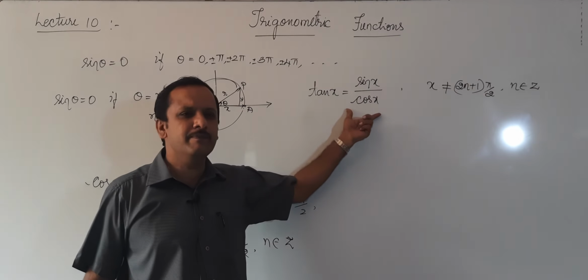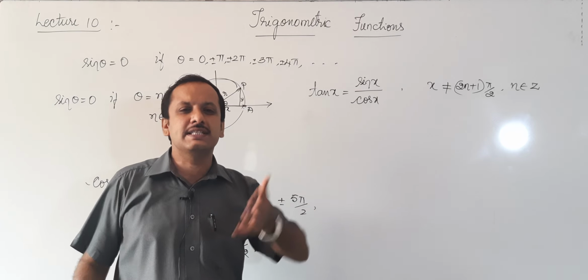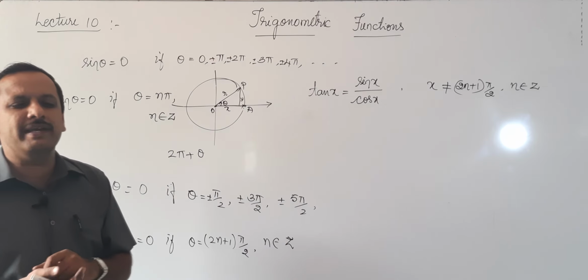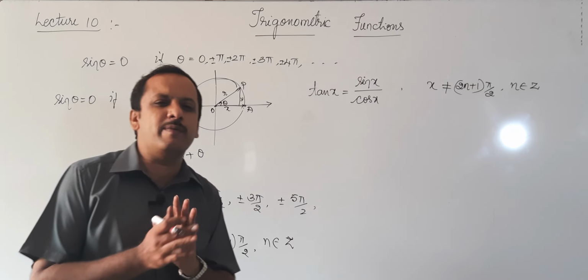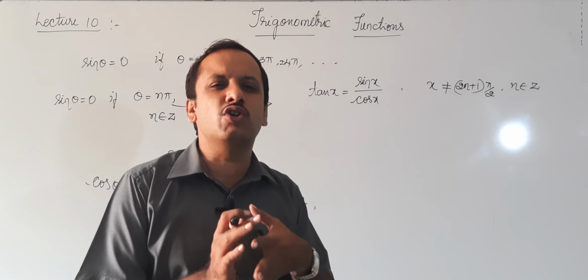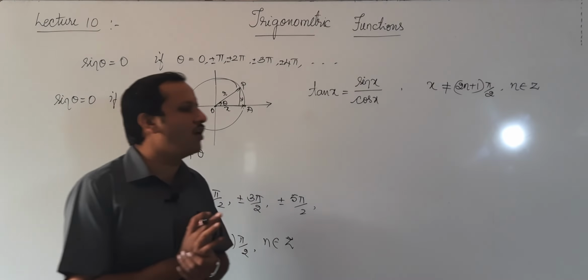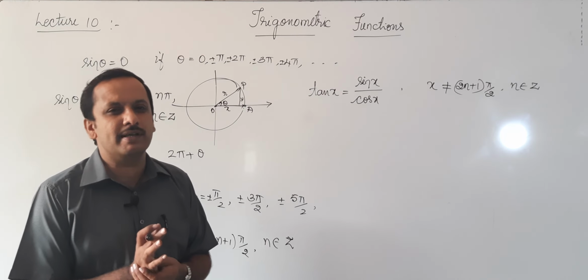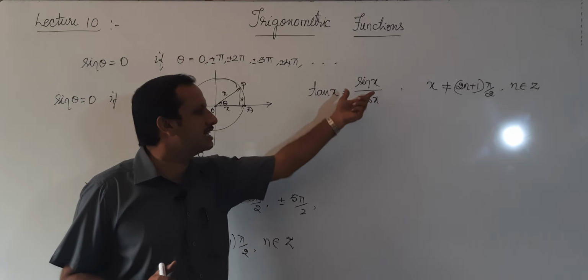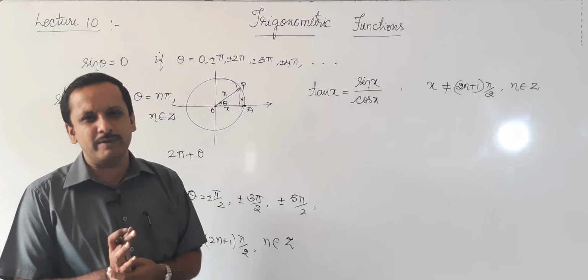Did you understand this step? Tan x is equal to sin x by cos x, whenever cos x is not equal to 0. Cos x should not be equal to 0 means x should not be equal to pi by 2, 3 pi by 2, 5 pi by 2, etc. In other words, x should not be equal to any odd multiple of pi by 2. So, if x is any odd multiple of pi by 2, then cos x will become 0. Therefore, tan x we can write as sin x by cos x only if x is not equal to (2n plus 1) into pi by 2.